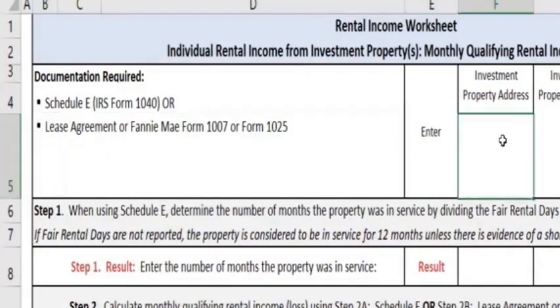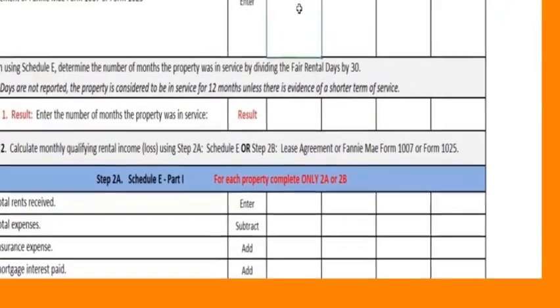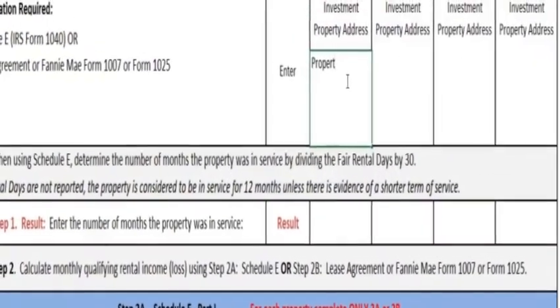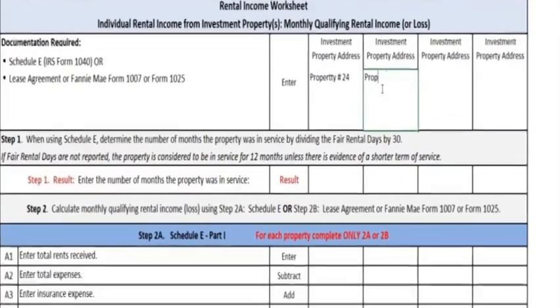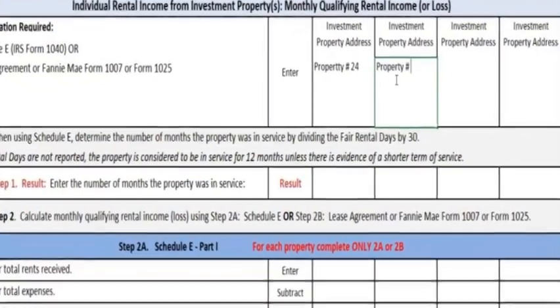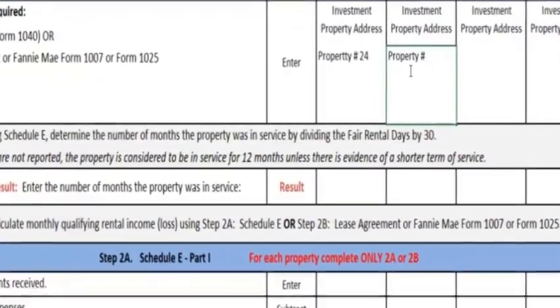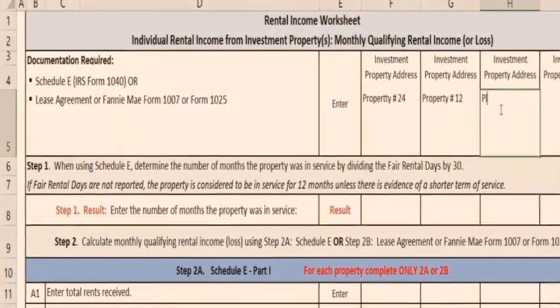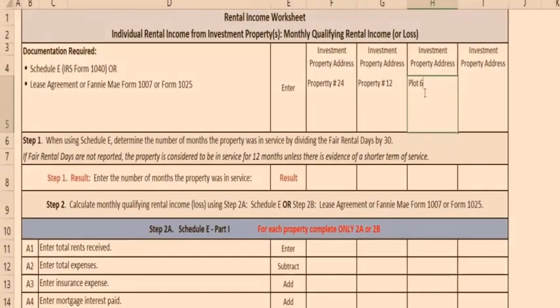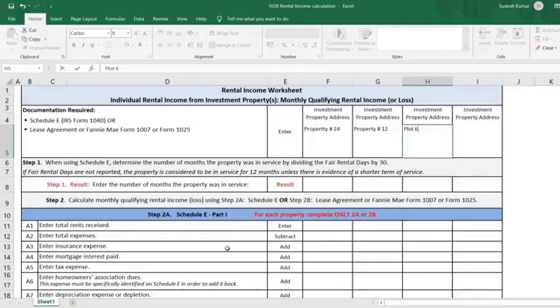So here we are going to enter the property address. What was the property address first? Property number 24, right? The second was property number 12, right? And third was the plot. Do you want to write the plot number? You can write plot number 6, I think. The rest of the address is going to be the same. This is how we can calculate four properties in rental income altogether. We have three properties only, so let's calculate for three only.